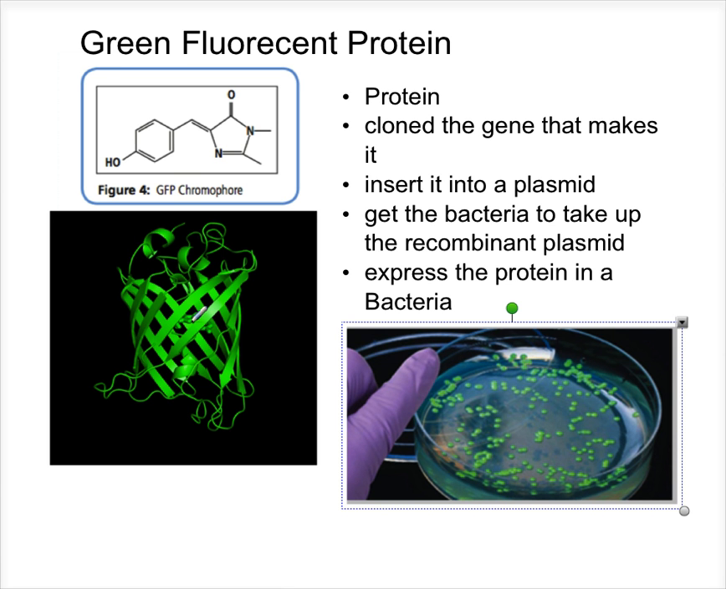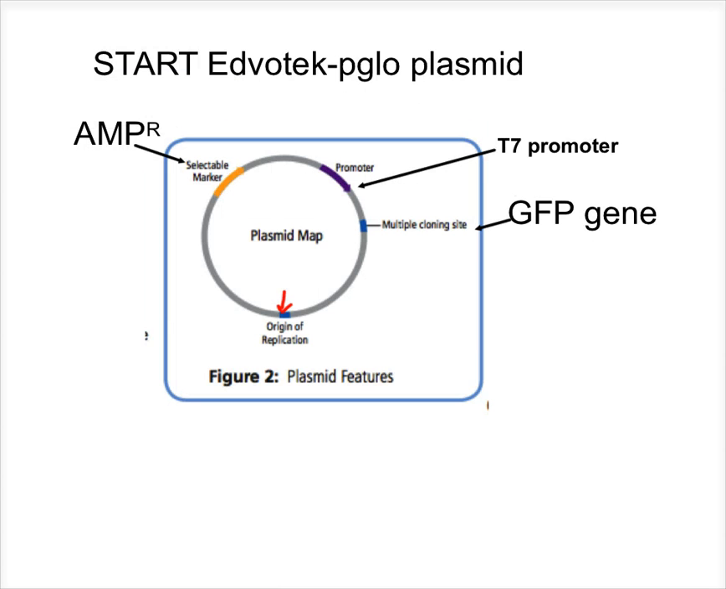So the plasmid is the vector. And so if you can get bacteria to take up this recombinant plasmid, you can express the protein in bacteria and see it glowing green under UV light. So it's a very cool experiment when it works. So let's start off with our EdvaTech P-Glow plasmid.